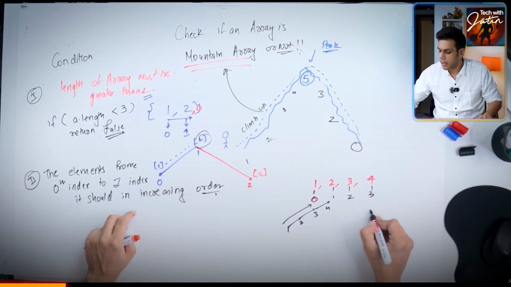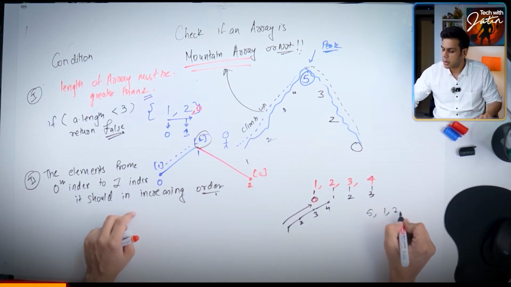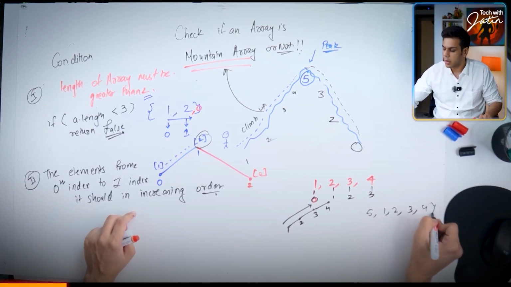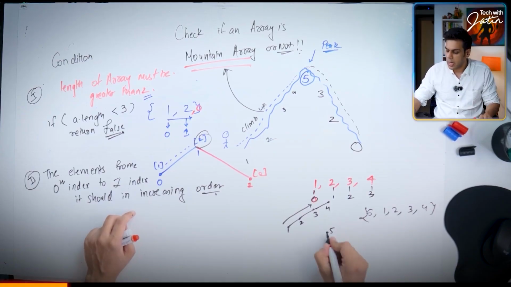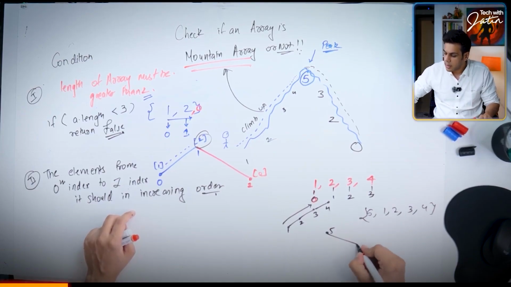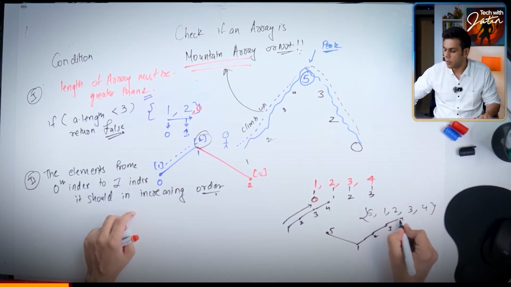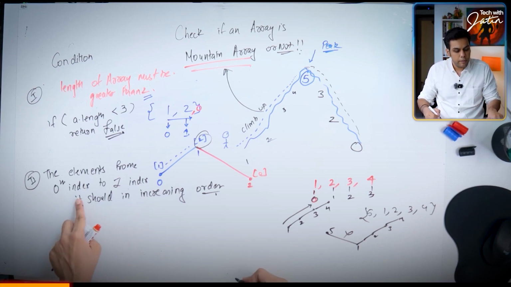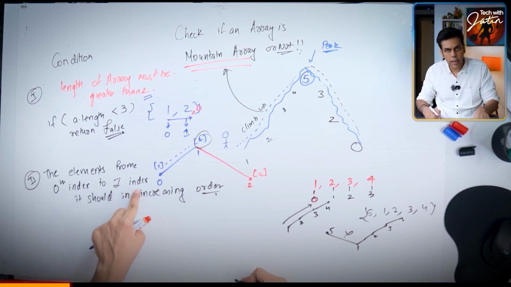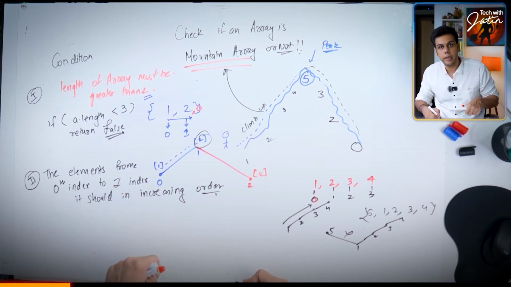So if I want to say something like this, 5, 1, 2, 3, 4, is this going to be immediately increasing? No, we have 5 now. After 5, we have 1. Then we are increasing 1, 2, 3, 4. So over here, this is not a mountain array. So the elements from 0th index to I index should be in increasing order.